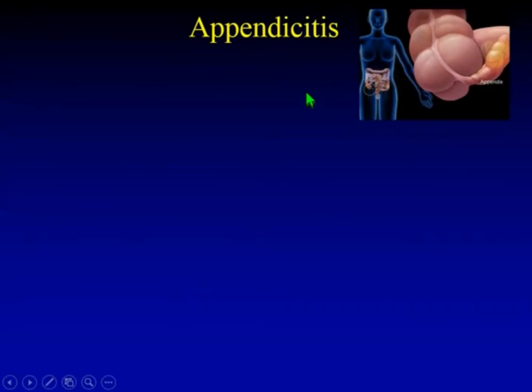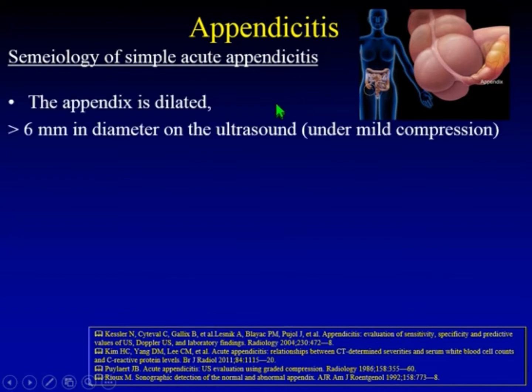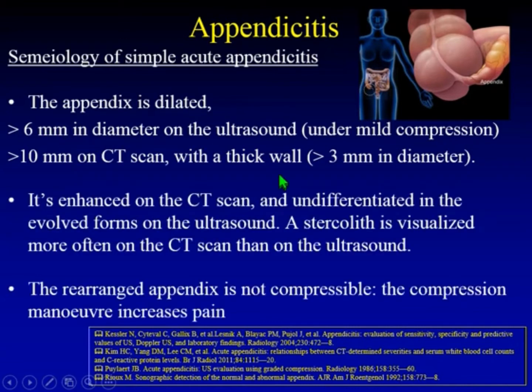What about appendicitis? Normal, conventional semiotics, well known. The pathological appendix is thickened, more than 6 millimeters at ultrasound, more than 10 on CT, very easy. In case of enhanced CT, you may detect hyperenhancement of the appendix, or you may find inside a stercolith.